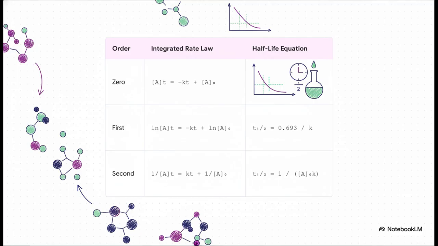These are the integrated rate laws for zero, first, and second-order reactions. They let us calculate the exact concentration of a reactant at any point in time. And right alongside them, you have the half-life equations, which tell you exactly how long it takes for half of your stuff to get used up.